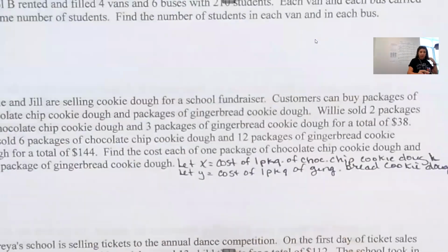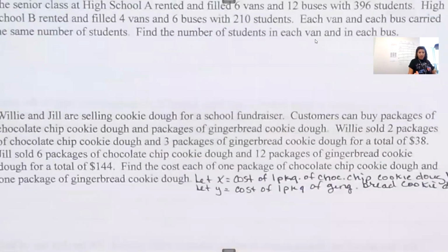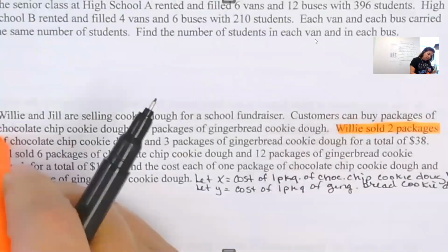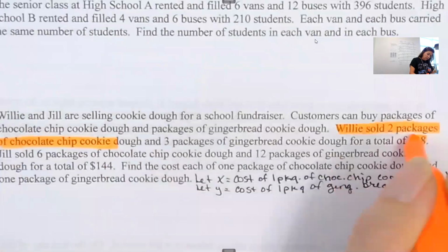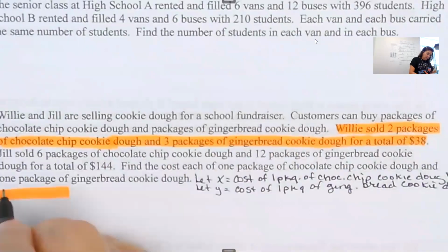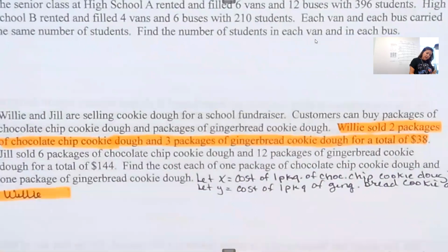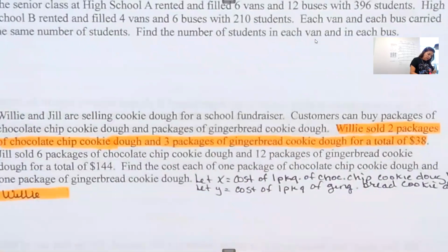Coolio. So remember, let's look at our totals. We know Willie sold 2 packages of chocolate chip cookie dough and 3 packages of gingerbread cookie dough. So we know how many of each he sold. When we know the total, we're going to find how much each costs. So we're going to have one equation all about Willie. And then the other total was for what Jill sold, which was 6 packages of chocolate chip cookie dough and 12 packages of gingerbread cookie dough for a total of $144.